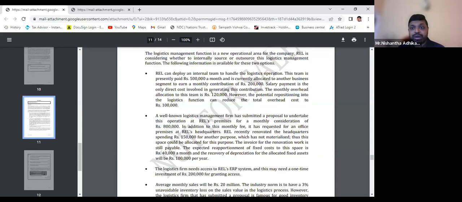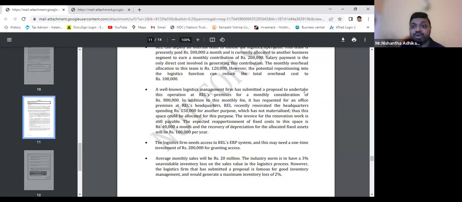Then the monthly overhead allocation to this team is 120,000. However, there is the potential repositioning into logistics. Now, if you are going to outsource, your overhead cost will still be 120,000. But if you do it internally, you could have saved 20,000. Now you can't save it. You have to incur 120,000, then 20,000 more. Per annum, it should be 240,000. You have to pay more. A well-known logistic management firm has submitted a proposal to undertake this operation at REL premises for a monthly consideration of 800,000. If it is 800,000, it is an incremental cost. Per annum, 800,000 into 12, 9.6 million you have to pay. That is an incremental cost. It is relevant.